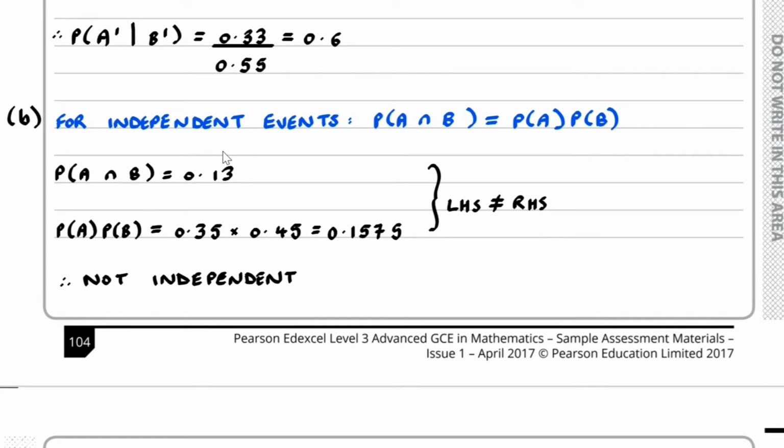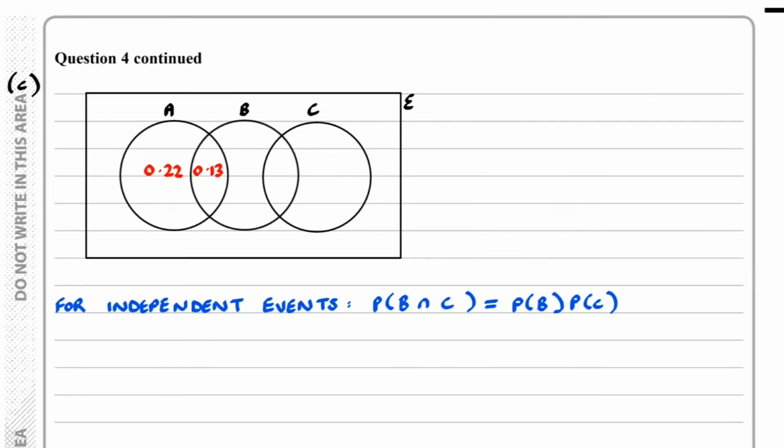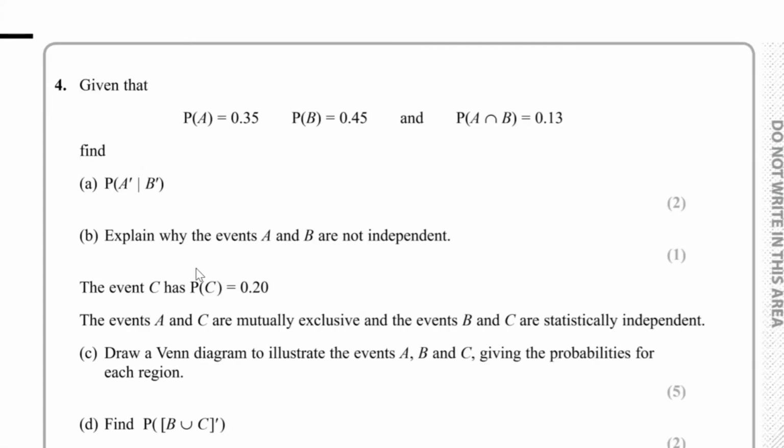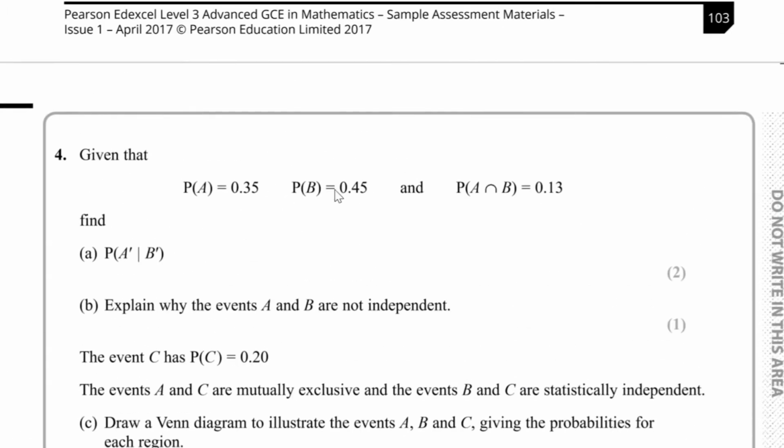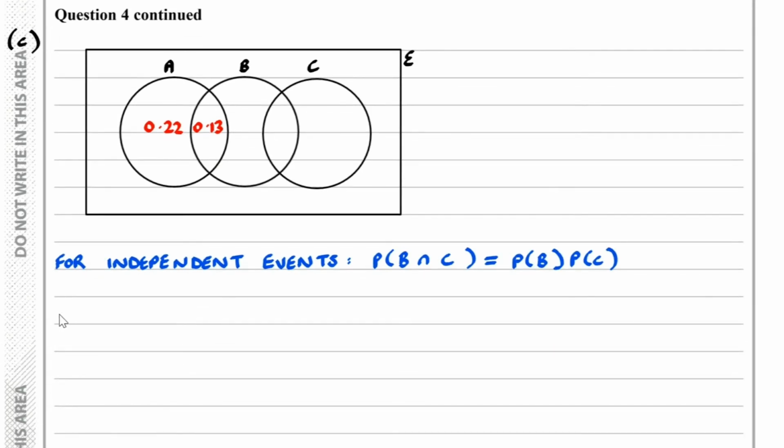Now, similar to what we mentioned here for independent events, the probability of B and C is equal to the probability of B times the probability of C. If I go back to information given in the question, I know the probability of C is 0.20 and the probability of B is 0.45. And so the probability of B and C is equal to 0.45 times 0.20, and if I multiply this together, I get 0.09.